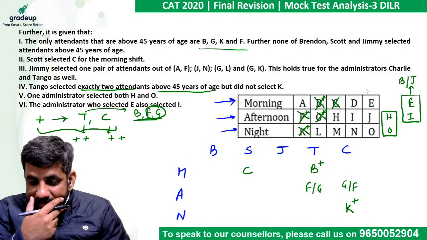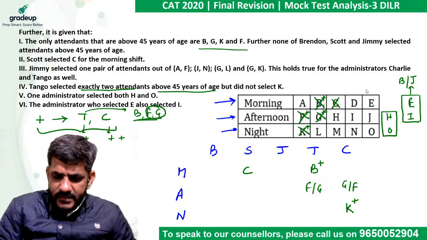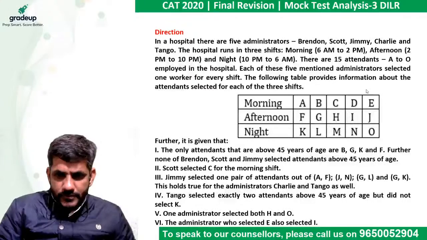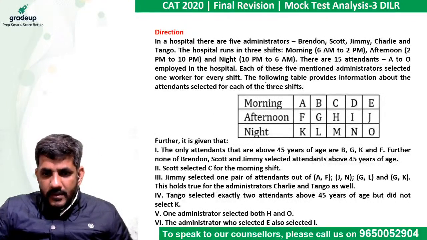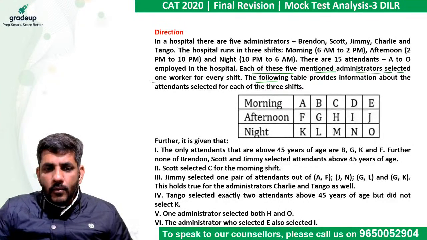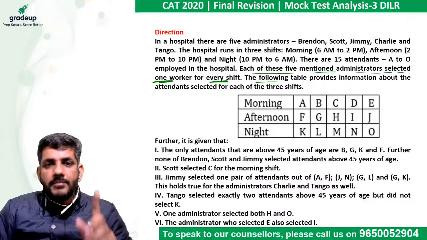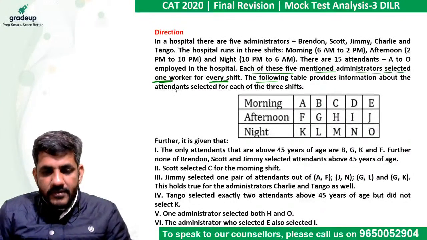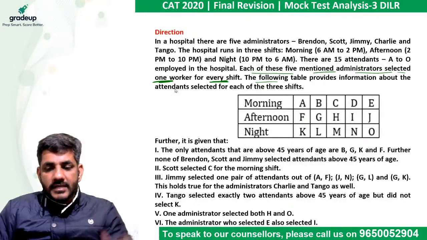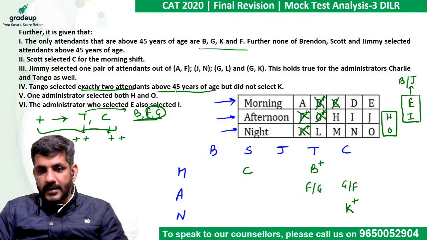Sai Harish, is that the condition, that we should not select 2 from the same slot? Yes, Sai Harish, it is written over there. Let me just show it to you. It is written here: the following, each of these 5 mentioned administrators selected 1 worker for every shift. So every person has selected 1 person for every shift. Therefore, I am saying that they cannot select from 2 of these slots. I hope you got it now. Right?